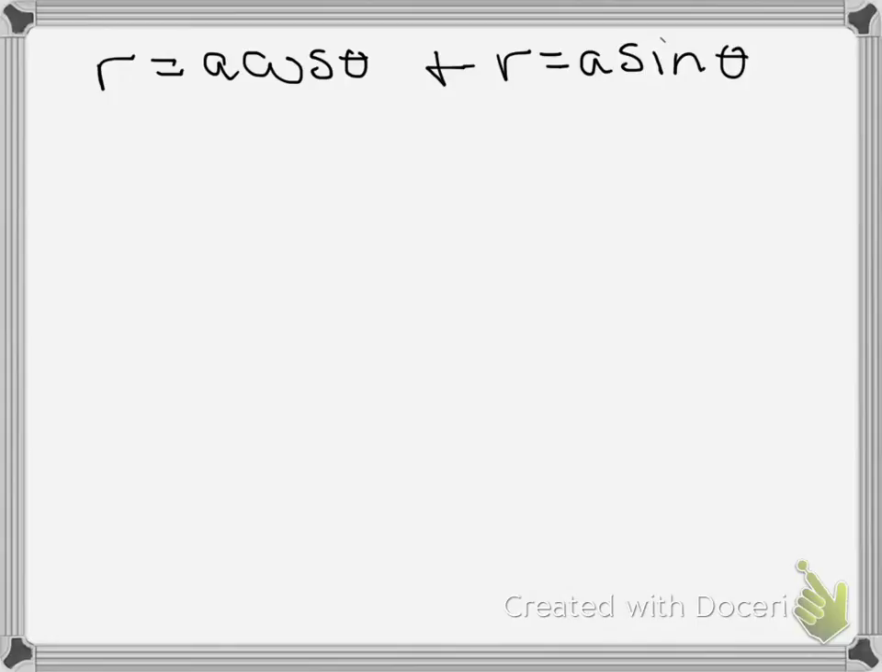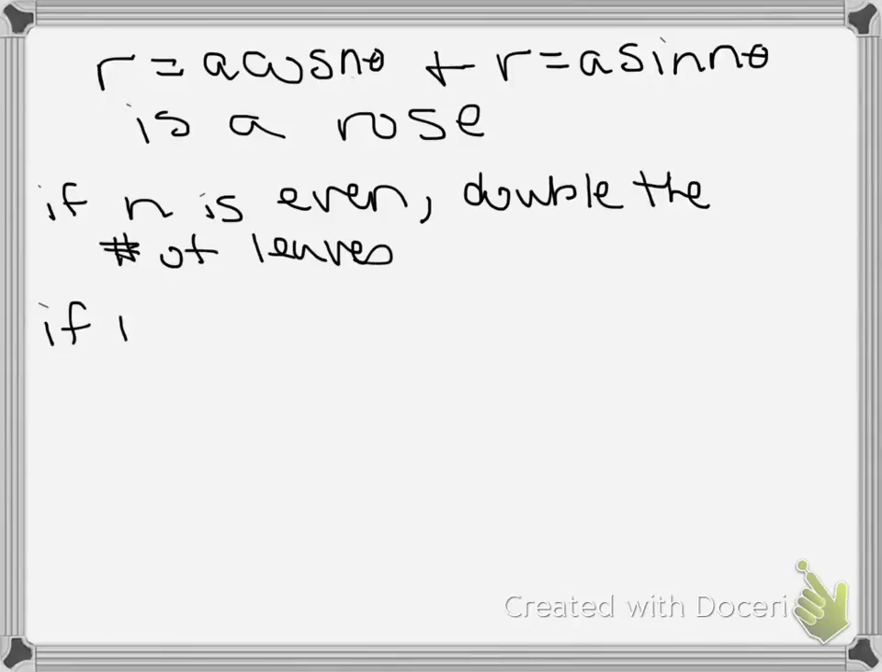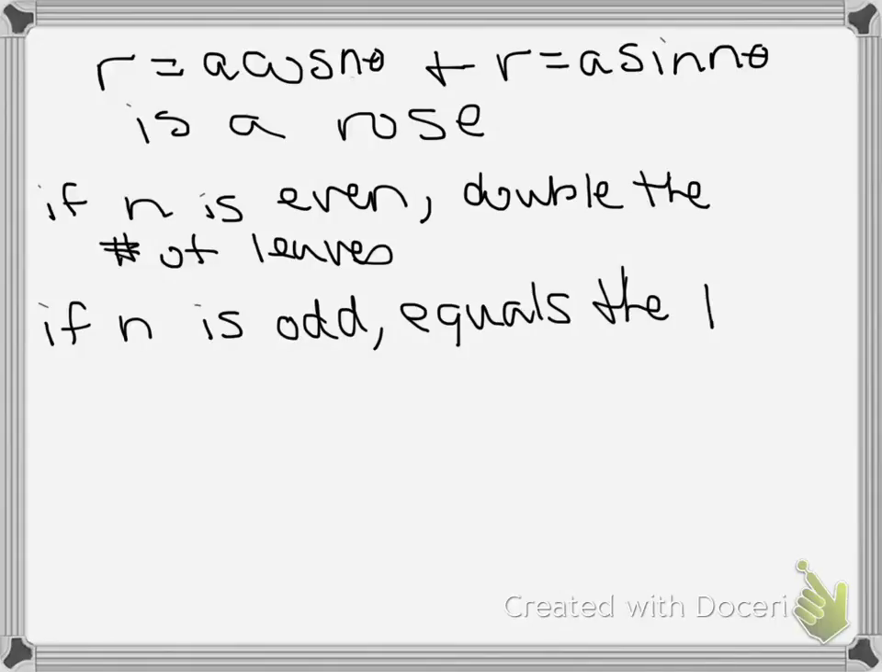So, here we go. Let's talk about r equals a cosine theta and r equals a sine theta. And these give us our roses. But how are they different? Well, rewind, I left something out here. I jumped the gun. I heard my phone go off and I was slightly embarrassed, and I forgot to include n theta. N theta. And that n is crazy important because if n is even, then we double the number of leaves. And if n is odd, then that equals the number of leaves.